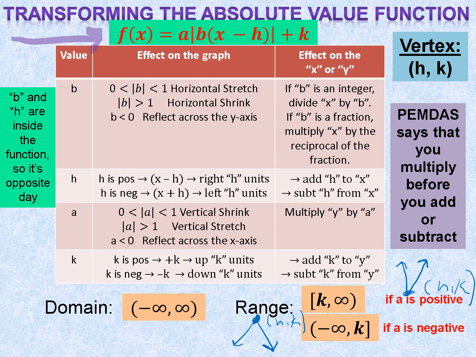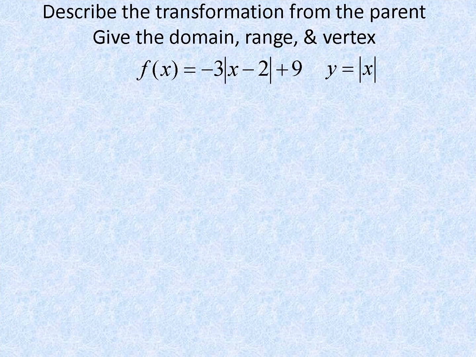All right, so now that I've given you all this mathematical mumbo jumbo, let's see how it affects a real problem. Let's see how this applies to a real life function. So I'm given f(x) = -3|x - 2| + 9. They want us to describe the transformation from the parent, give the domain and range, and give the vertex.